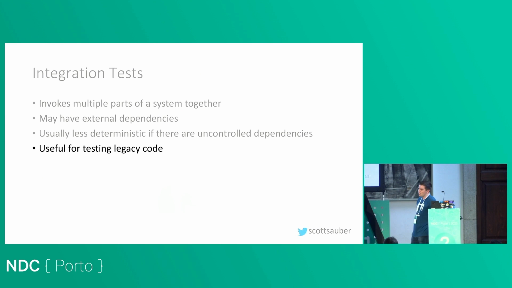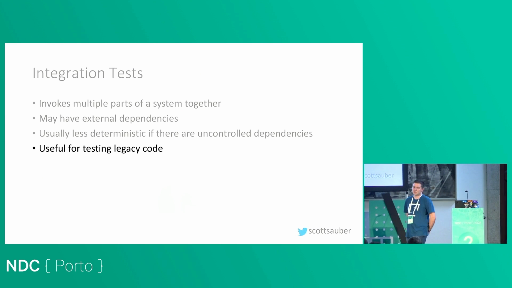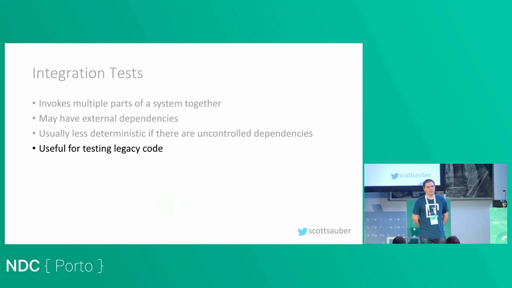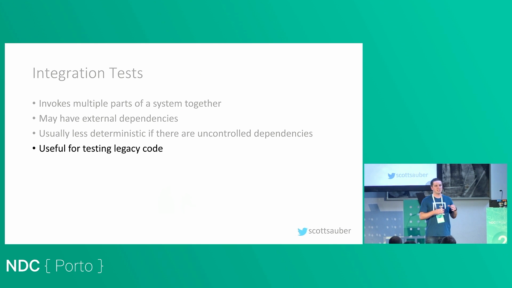It's also really useful for testing legacy code. So if you ever deal with things like systems that are really hard to change, what I like to do in situations like that is write some characterization tests around the system and say, hey, when I pass in this input, I get back this output. I don't really care how it does its thing.